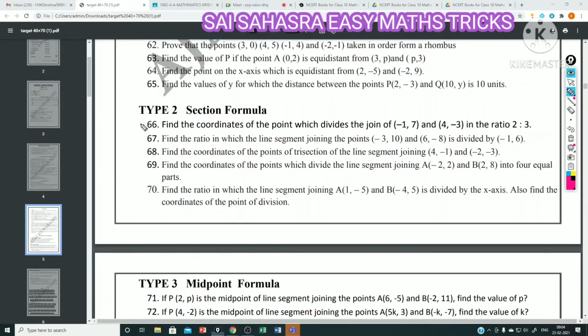Let us try to read this one. Find the coordinates of the point. So we need to find the point, which divides the join of this point and this point in the ratio 2:3. You tell me what they have given as per our formula and what they are asking us to find.